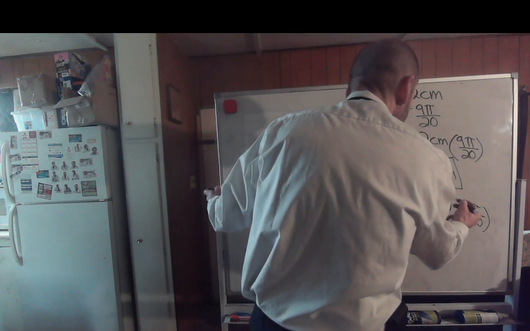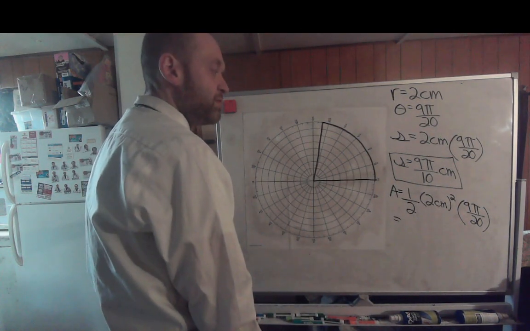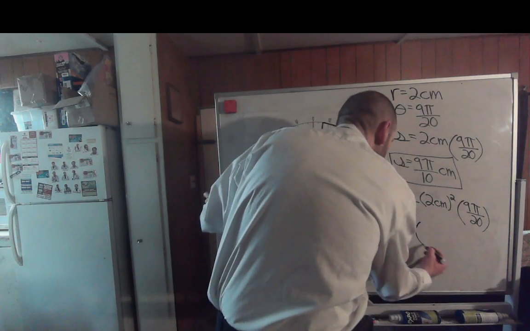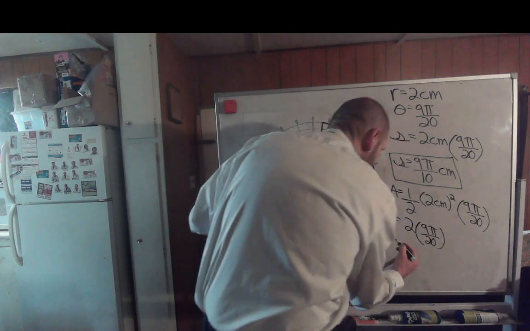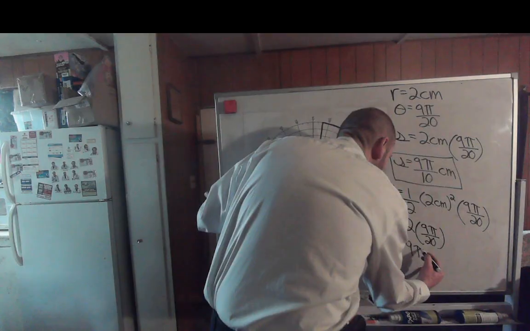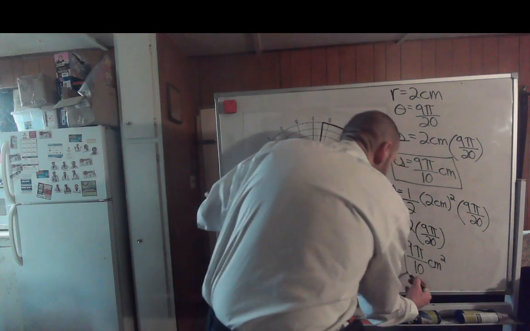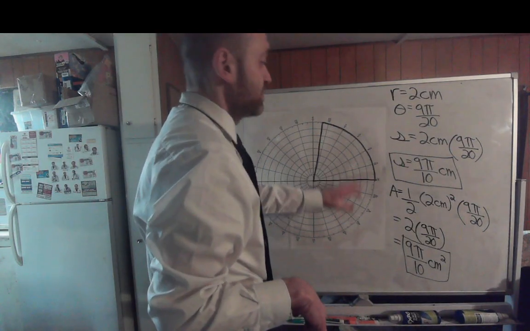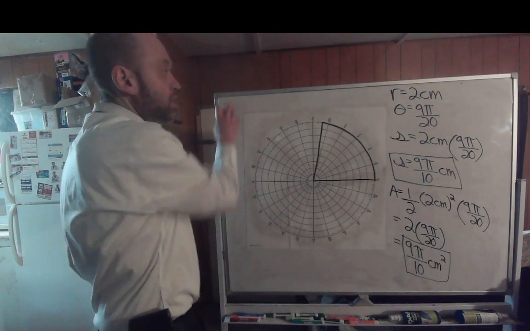So let's see. Well, I don't know why I have that to the fourth. That should be to the second, excuse me. So 2 centimeters squared is 4. Well, 4 divided by 2 is going to be 2. So that'd be 2 times 9 pi over 20, which I should specify would be 9 pi over 10 square centimeters. So the area of this sector would in fact be 9 pi over 10 square centimeters. All right.